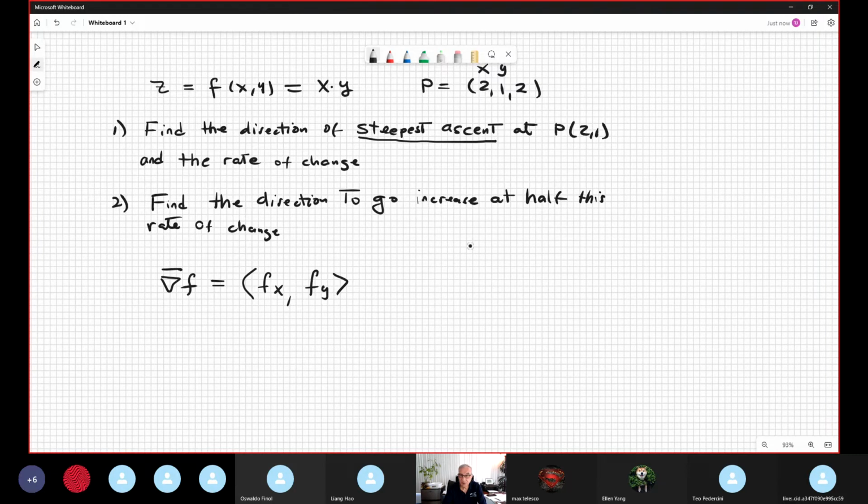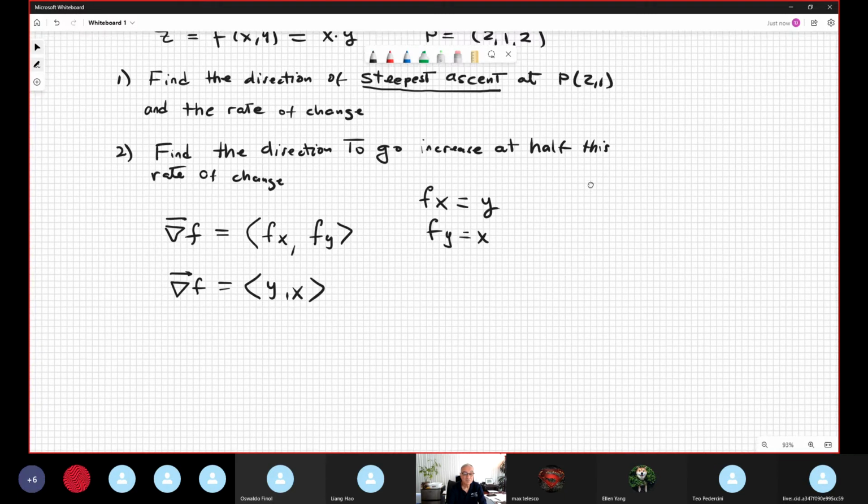I prefer 3 dimensions when you need to find the tangent plane. But in this case, it's better as it's given, no? In implicit form. So now, partial derivative with respect to x is y, and partial derivative with respect to y is x. Now our gradient, specifically in our problem, is y comma x. Cool?